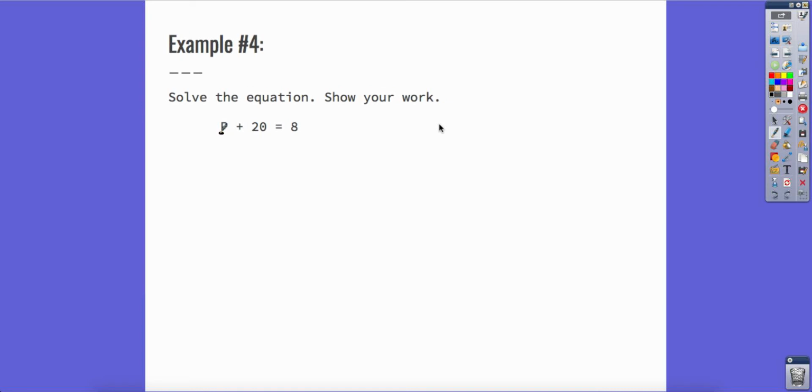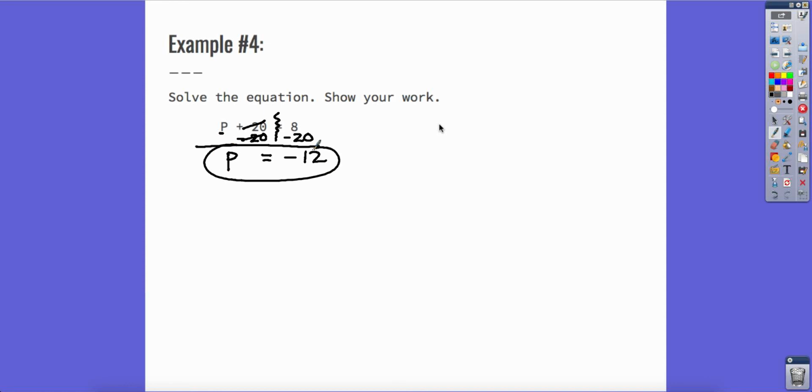Again, here's my variable. I want to get that by itself. I know that I have p plus 20 equals 8. I need to do the opposite of positive 20, which is subtract 20. So these are going to cancel, and p is going to be left. I'm keeping everything in balance because my equal sign is right here, so I'm subtracting 20 from one side and subtracting 20 from the other. For 8 minus 20, this time I have to be careful. I'm starting at positive 8 and going 20 in the negative direction. I'm going to end up at negative 12, and we've got our answer.